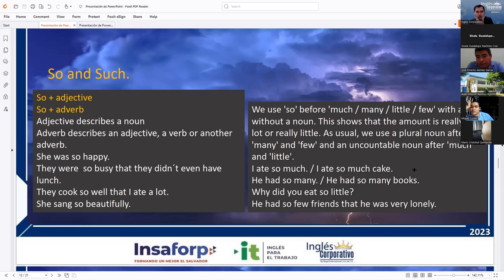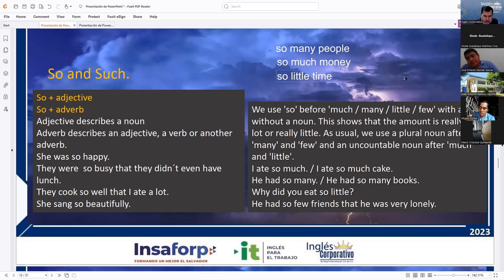Okay, so with a noun or without a noun, this shows that the amount is really a lot or really little. So much money, so little money, okay? So many people. Let me write it here. So many people. So much money. So little time. So few options.